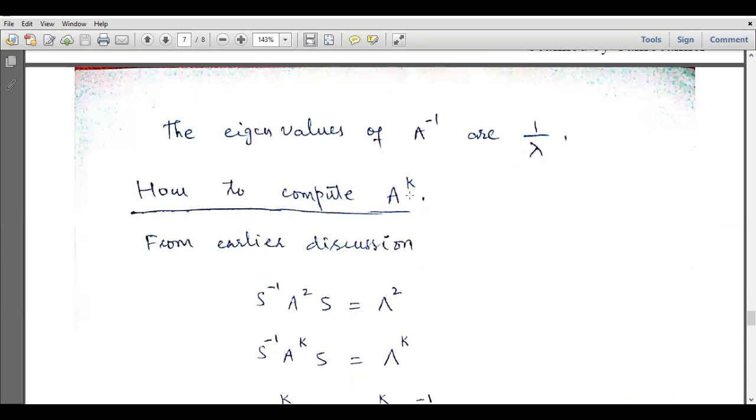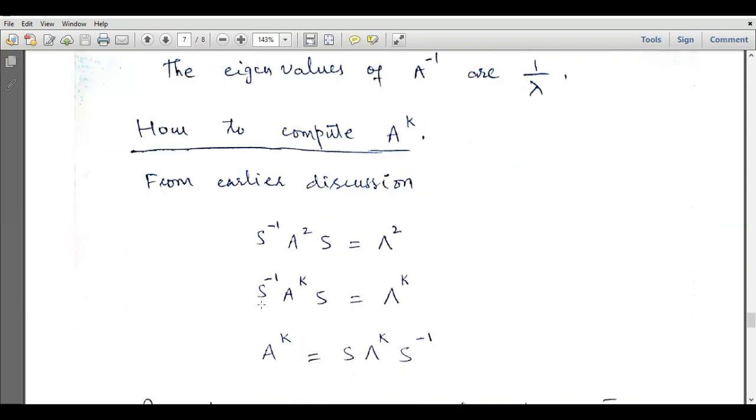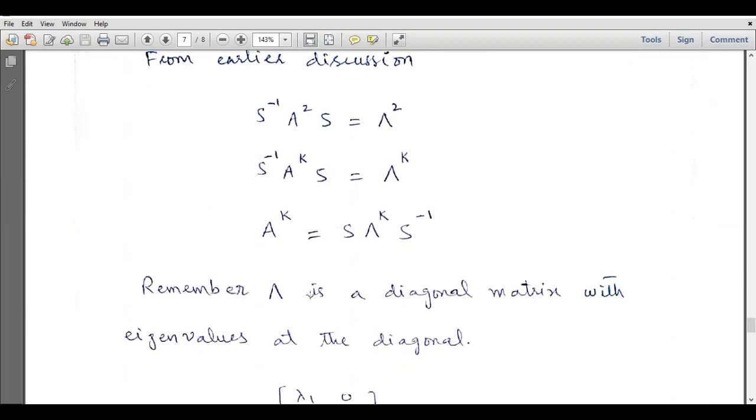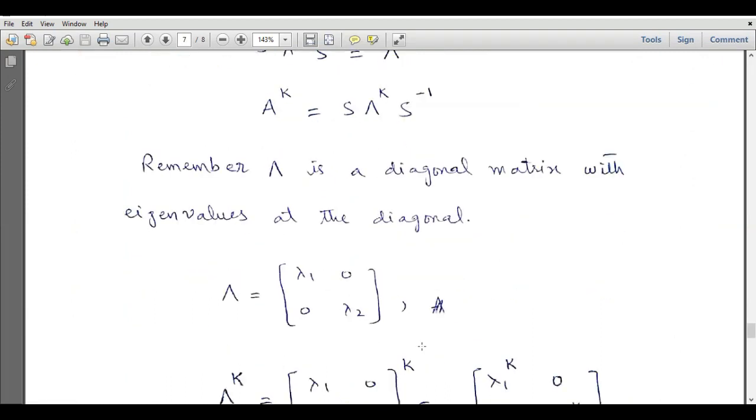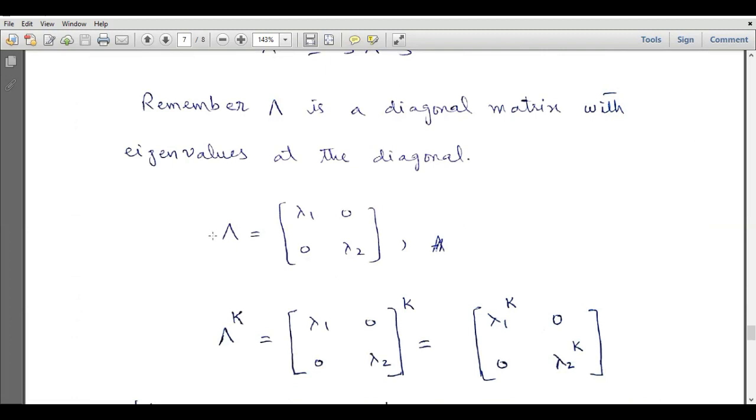So now how to compute A raised to power k? From the earlier discussion, we know that S inverse A square S is equal to lambda square, and also S inverse A raised to power k S is equal to lambda raised to power k. And we can also write A raised to power k is equal to S lambda raised to power k S inverse. So remember, lambda is a diagonal matrix with eigenvalues on the diagonal, right? So this is the lambda matrix, which is equal to lambda 1, 0, 0, lambda 2. Any power of this diagonal matrix can be evaluated by taking the same power of the diagonal entries. So lambda raised to power k is equal to lambda 1, 0, 0, lambda 2 raised to power k, and that will be equal to lambda 1 raised to power k, 0, 0, lambda 2 raised to power k.